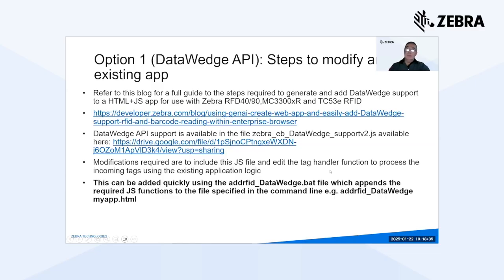Basically, when you run the batch file on any simple HTML app, so it needs to be a single page HTML app which implements your application, it will merge in the DataWedge support at the end of the file, and it will also make a couple of changes which we'll look at when we come to the demonstration. But it's basically going to do most of the work in order to RFID enable and barcode enable your application that you already have as a separate web app.